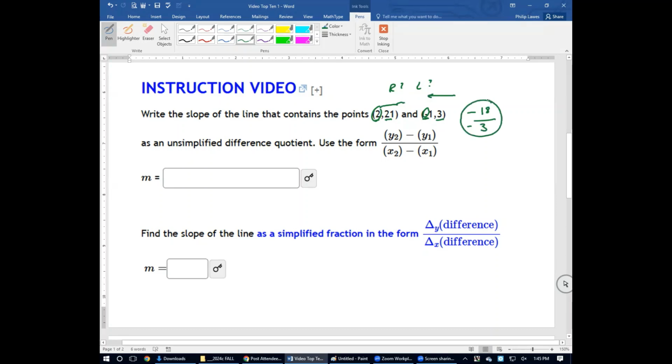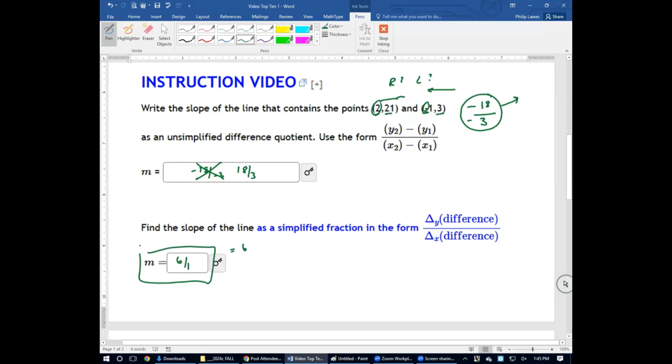So the slope is negative 18 over negative 3, which I will not accept because I think that means you don't know if it's positive or negative. It's 18 thirds. In an unsimplified form, it's 18 thirds. Of course, when we reduce that, we get 6 over 1, which is 6, but I think it wants you to leave it as a fraction. Okay, that's the common sense way.